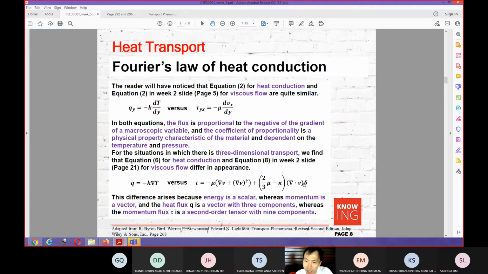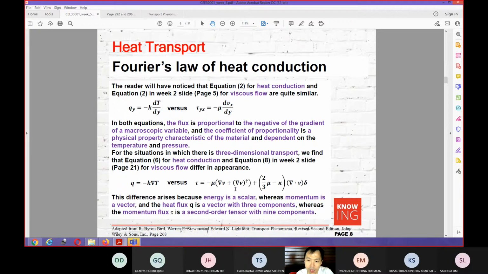If you make it into a three-dimensional transport, then you will get that this equation in here is the one that basically describes your generalized Newton's law of viscosity, whereas this term in here is the one that basically describes Fourier's law of heat conduction. So in this case, you can see that this is much more simplified than this particular term in here, because you notice that the energy is a scalar, whereas the momentum is a vector.